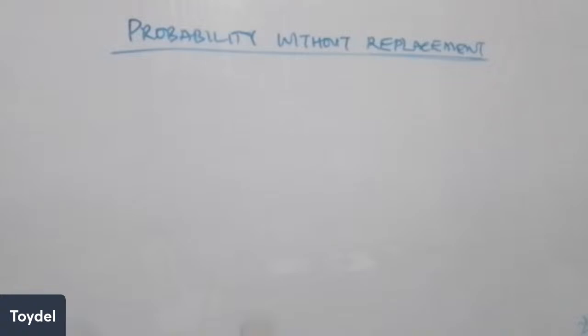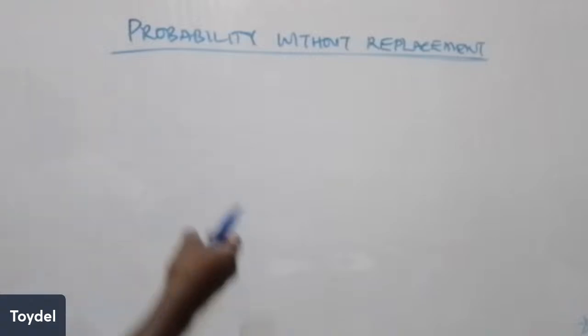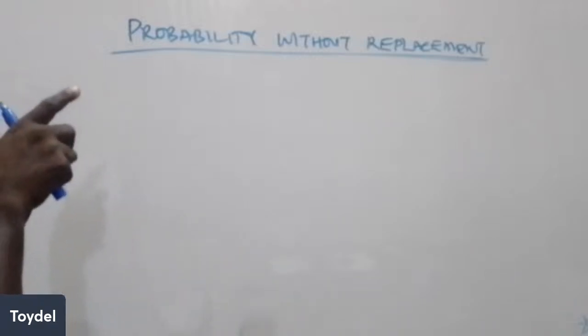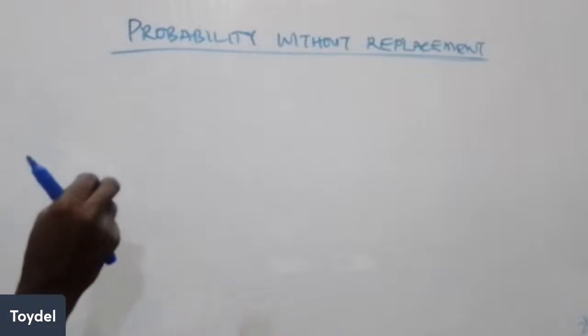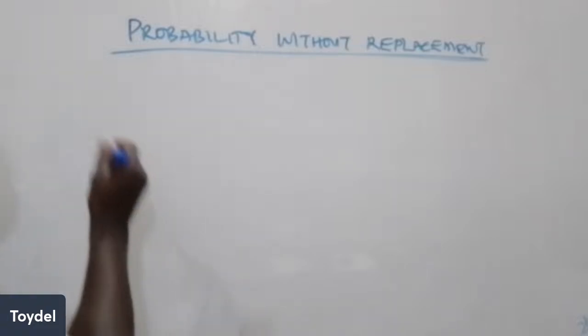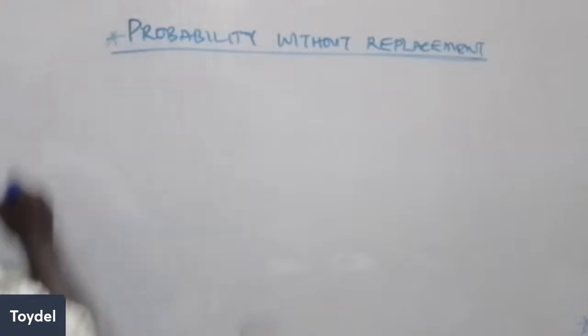In our previous video, I made a video on probability with replacement. Under probability with replacement, if you picked like 10 times, it retains its value, because when you make the first pick, you replace before you take the second one. But in this case, when you pick, you don't replace before you pick the next one. So there is a slight difference between probability with replacement and probability without replacement.